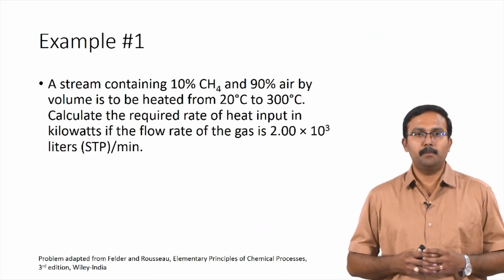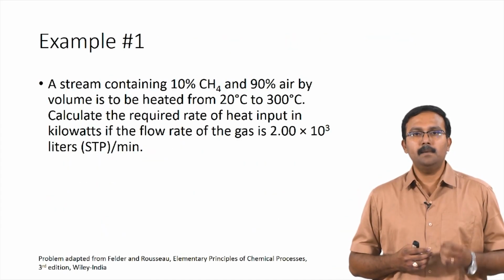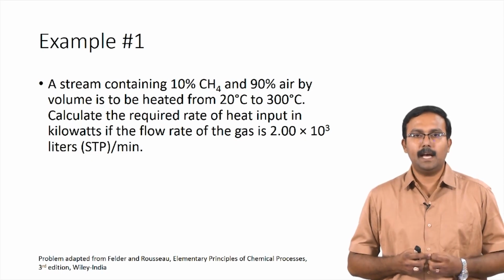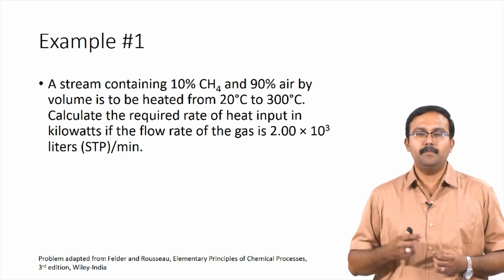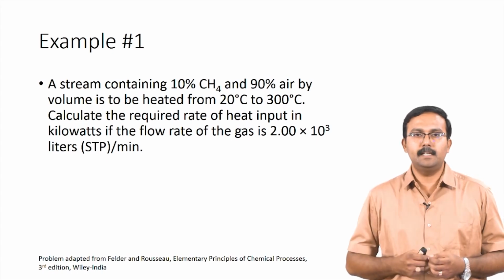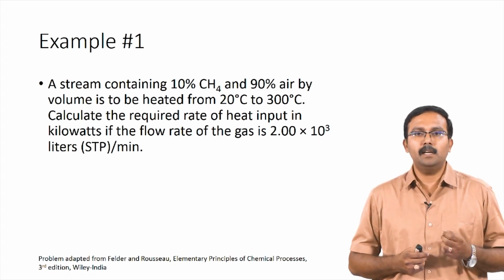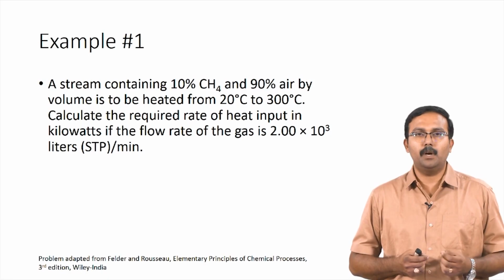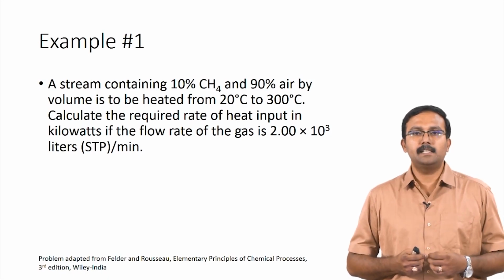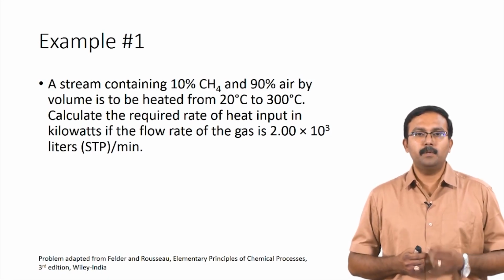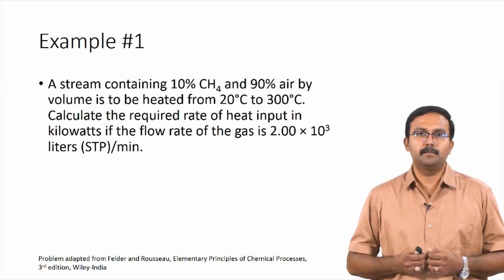Here is the first example problem. A stream containing 10% methane and 90% air by volume is to be heated from 20 degrees Celsius to 300 degrees Celsius. Calculate the required rate of heat input in kilowatts if the flow rate of the gas is 2 times 10 power 3 liters STP per minute.